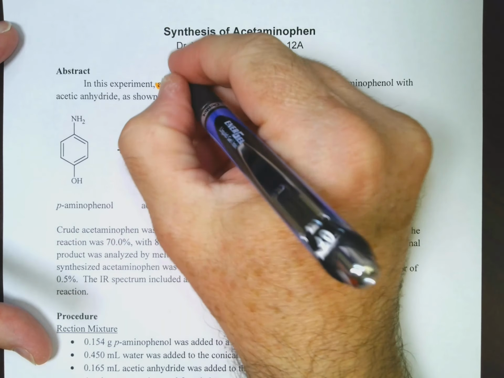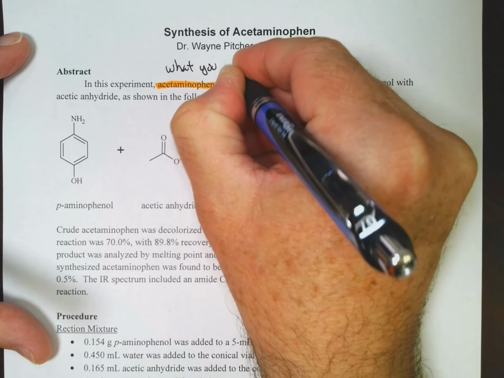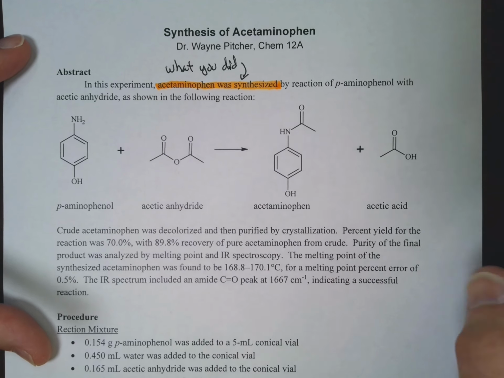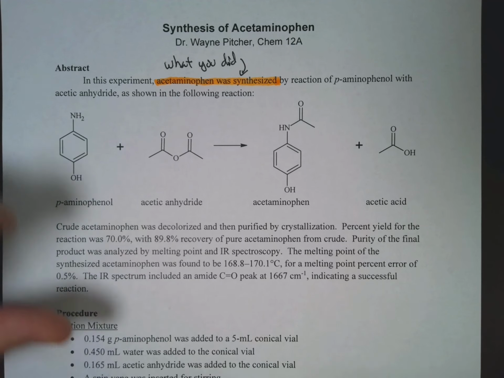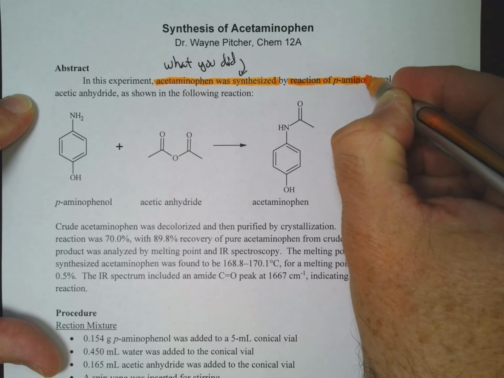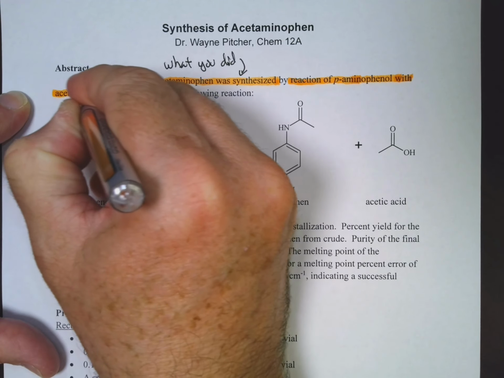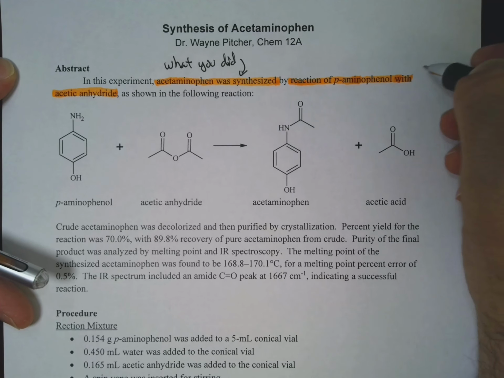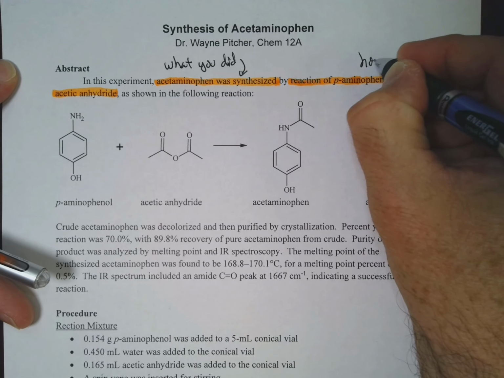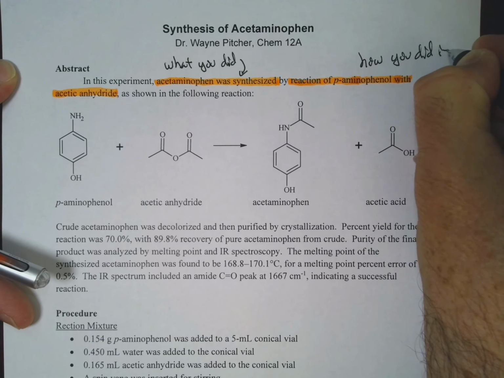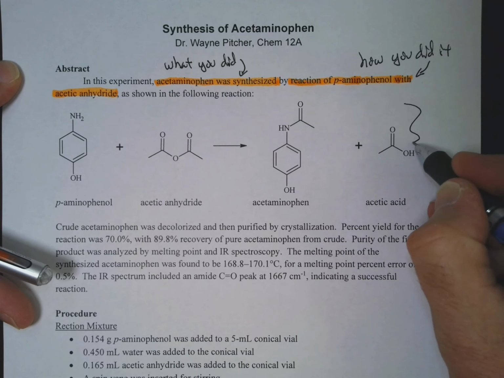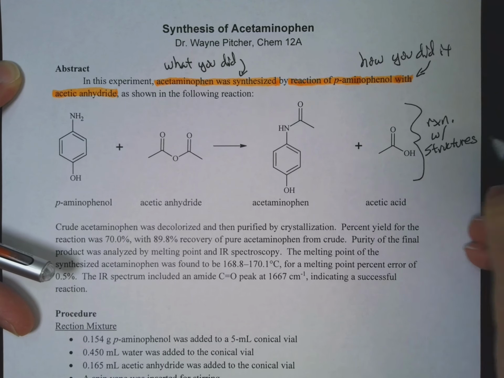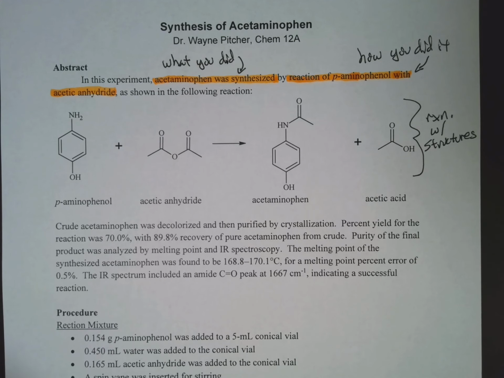So that bit there that I just highlighted, that is what you did. And then you would say how you did it, so by reaction of para-aminophenol with acetic anhydride. Of course, we have a chemical reaction with structures. And then we have some other stuff here.